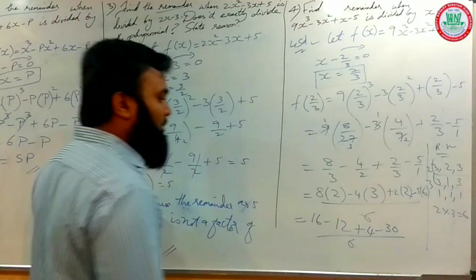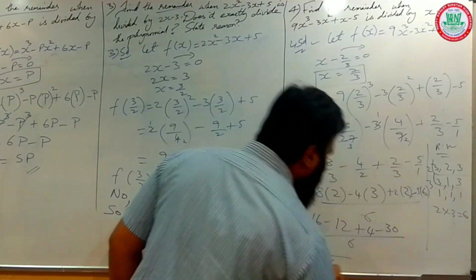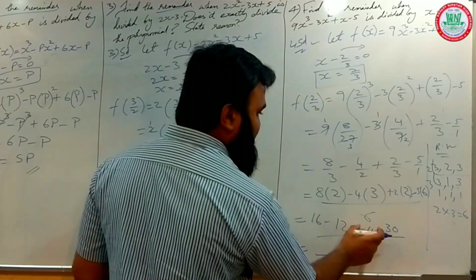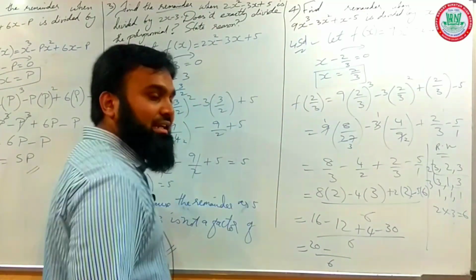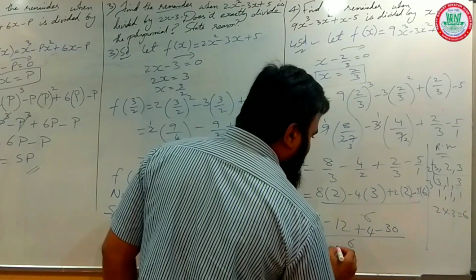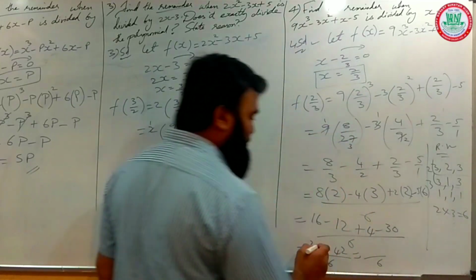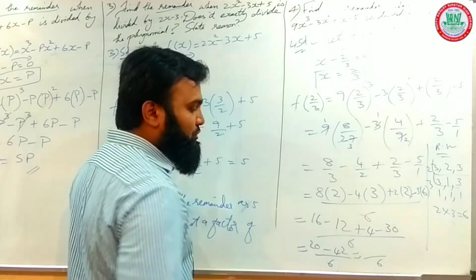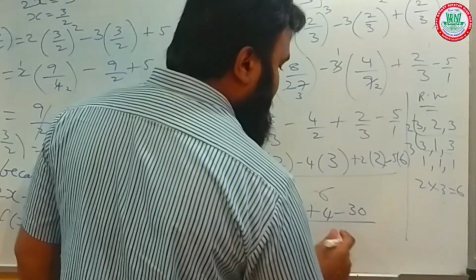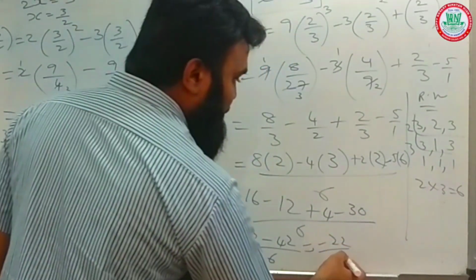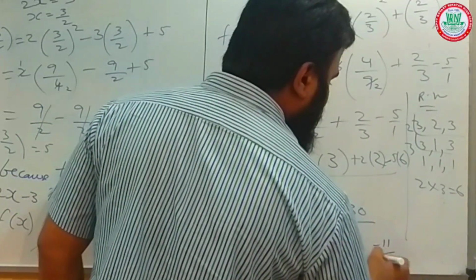Now we add the plus numbers over 6 as it is: 16 plus 4 is 20, minus 30, minus 12, is minus 42, by 6 as it is. We use the bigger number's sign: minus 42 plus 20, so minus 22 divided by 6. 2 3s are 6, 2 11s are 22, which is equal to −11/3.